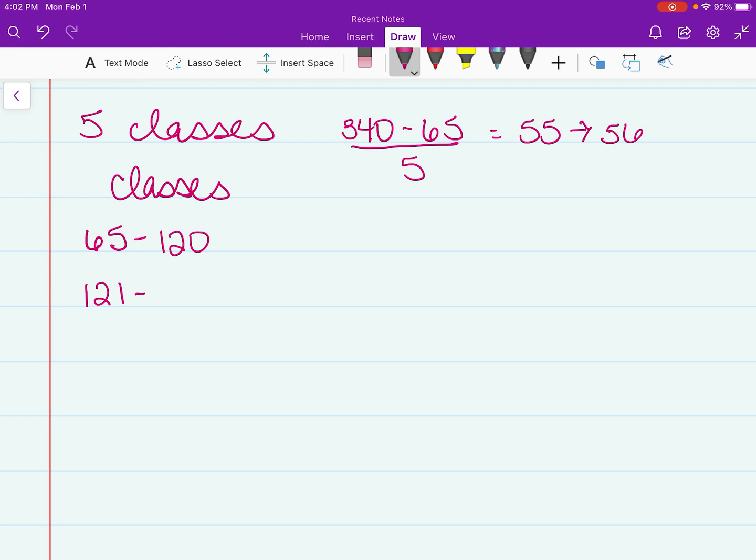If I add 56 to the 121, I get 177, which would make this 176. If I add 56 again, I get 233, which would make this 232. Add 56 again, and I get 289, which would make this 288.